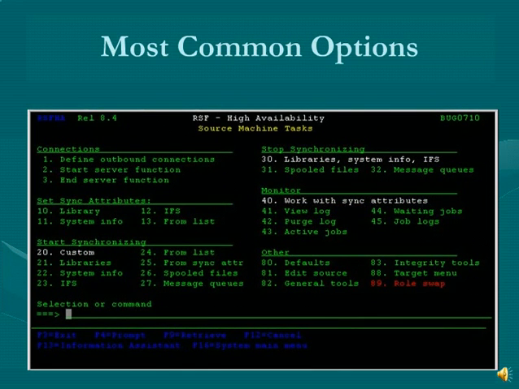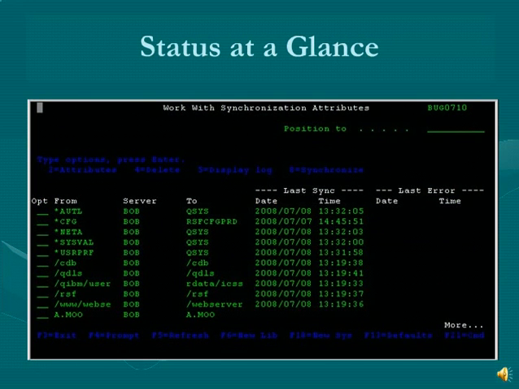Now, let's look briefly at the three options used most often. The first is option 40, Work with Sync Attributes. This option gives us a bird's eye view of the whole replication process. What's being replicated? When was the last successful checkpoint? When was the last error?